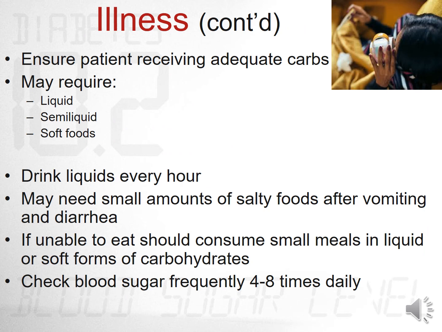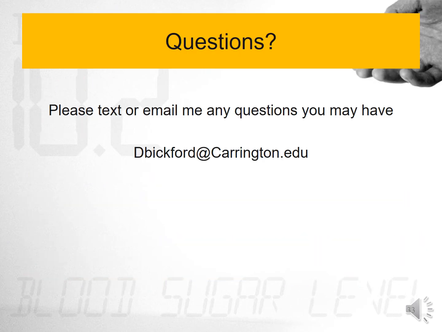Ensure patient is receiving adequate carbs. May require liquids, semi-liquid, or soft foods. Drink liquids every hour. May need small amounts of salty food after vomiting and diarrhea. If unable to eat, should consume small meals in liquid or soft forms of carbohydrates. Check blood sugar frequently, 4 to 8 times a day.